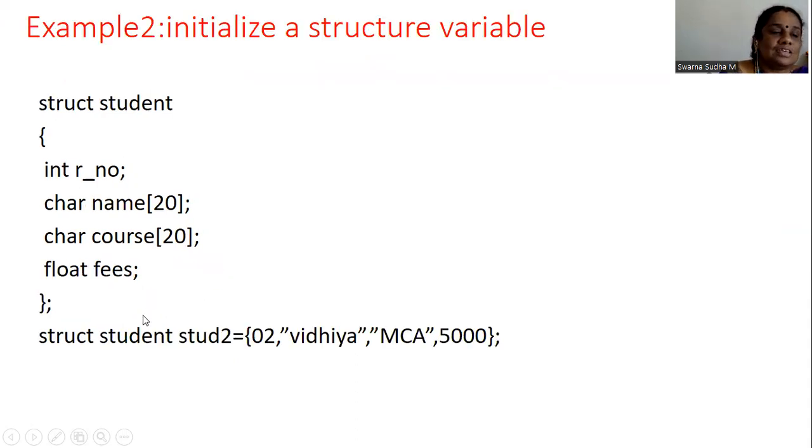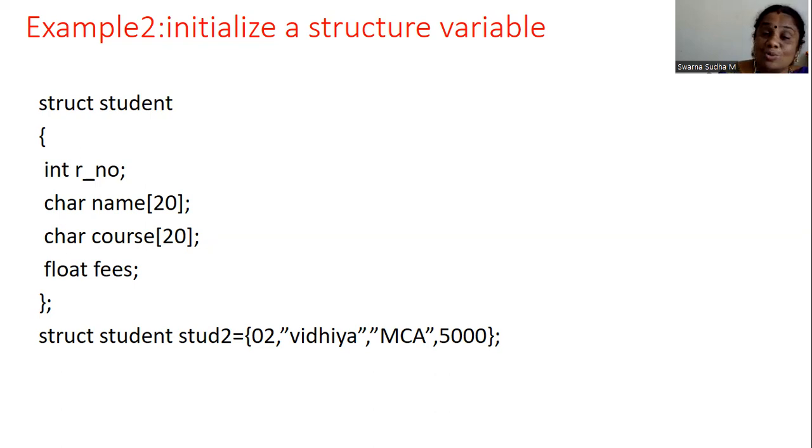Okay. So you can see this is one more variable. I have initialized the values. Roll number is 2. Name is Vidya. Course is MCA. Fees is float, which is 5,000. Like this, we'll be able to initialize the structure variable.